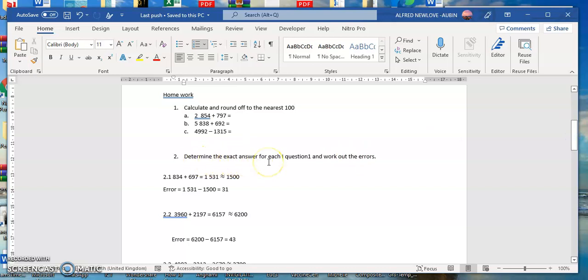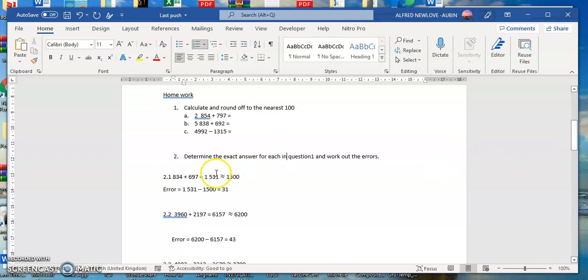Determine the exact answer for each in question 1. Remember, in question 1 we were rounding up and down. If you round up and you round down, you create error. So they want the exact answer, even though we provided the exact answer there and we also provided the error and the estimate. They want us to determine the error. The error is the difference between the exact answer and the estimated answer.